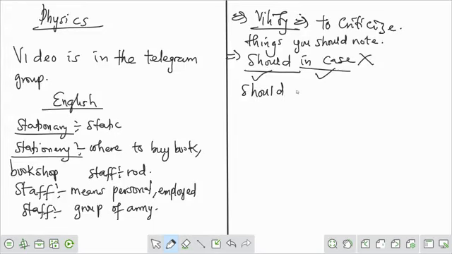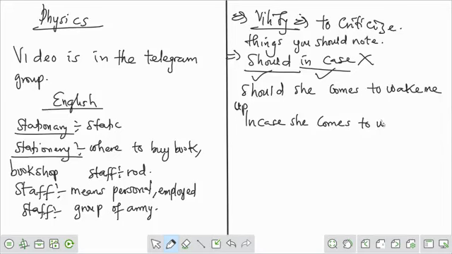Should she come to wake me up? Or you can say in case. So you cannot use them together. In case she comes to wake me up. So that's just it.